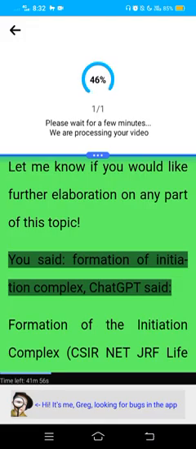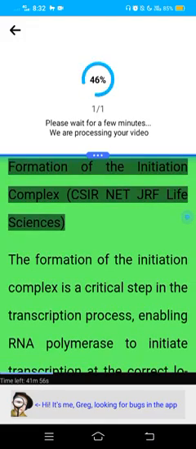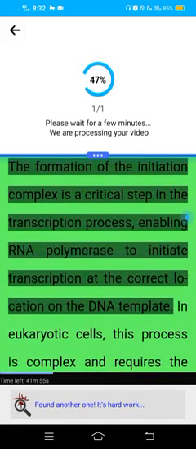You said, formation of initiation complex. ChatGPT said. Formation of the initiation complex, CSIR NET JRF life sciences.